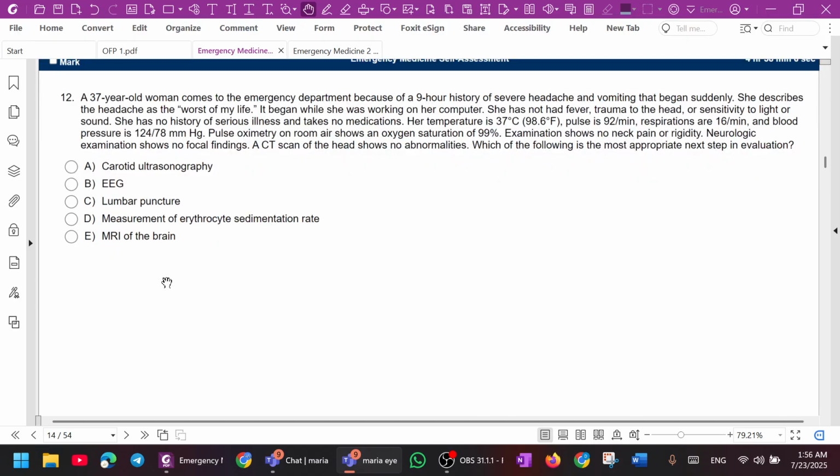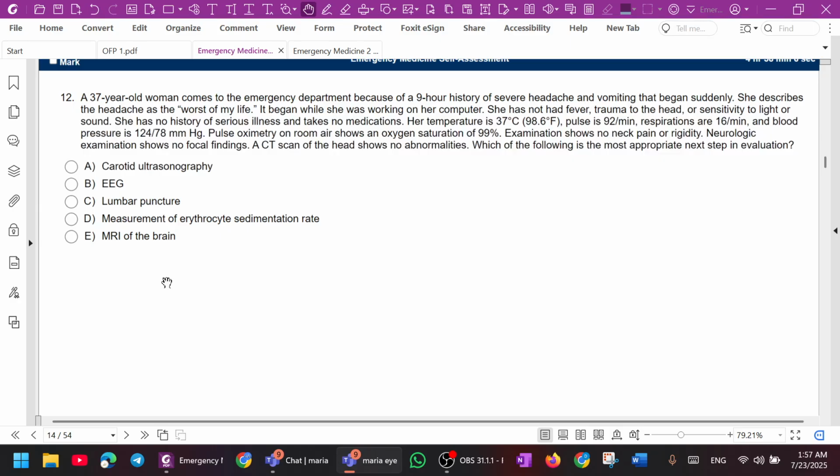A 37-year-old woman comes to the emergency department with a 9 hour history of severe headache and vomiting that began suddenly. She describes the headache as the worst of my life. It began while she was working on her computer. She has not had fever, trauma to the head, or sensitivity to light or sound. She has no history of serious illness and takes no medication.